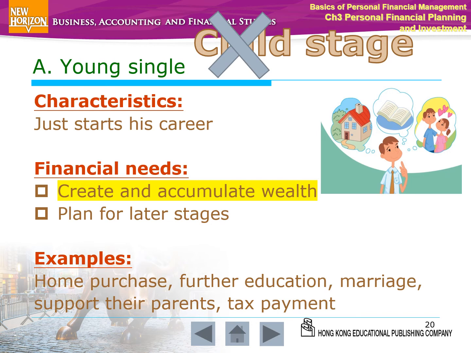The characteristic of this stage is that you just start your career. You have left school and you start your career or your business. The most important financial need is to create and accumulate wealth. That means you should not overconsume, spending so much money without leaving money for savings, because accumulating wealth is very important for later stages. Of course, right now, you should plan for later stages. Some examples: you have to plan for home purchase, that means to buy your flat, and maybe you go on for further education. You are going to marry. You have to support your parents. Of course, you have to pay tax.